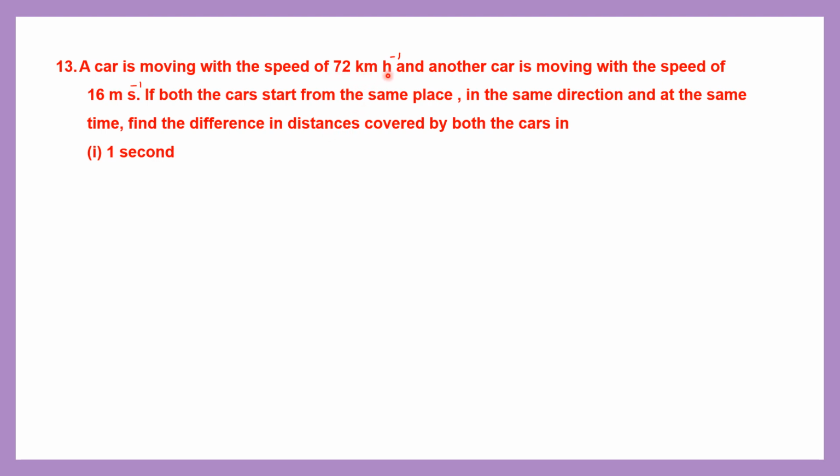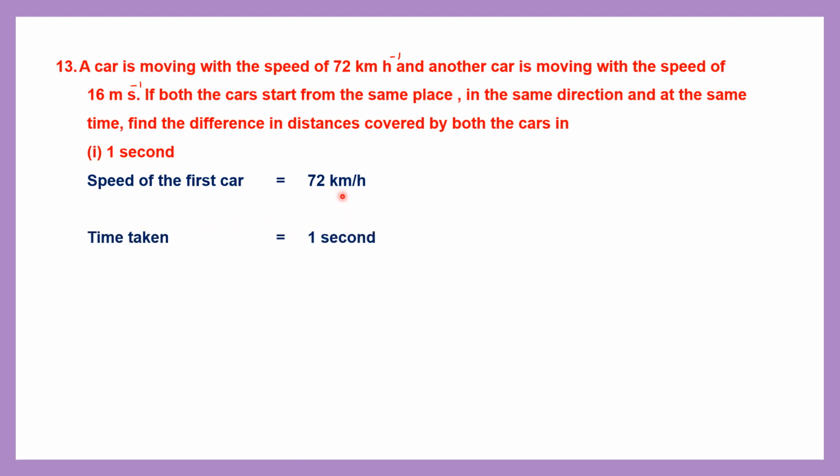So this is for the first car speed. This is for the second car speed. The time is the same for both and now we have to find the difference. So let's begin. Speed of the first car is 72 kilometers per hour. This is given to us. Time taken is 1 second.